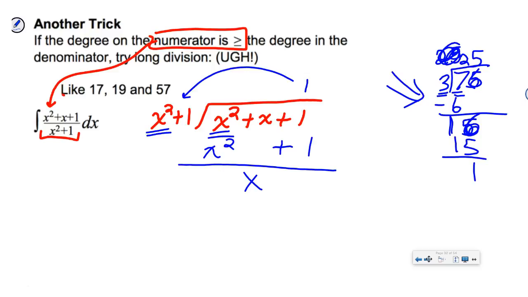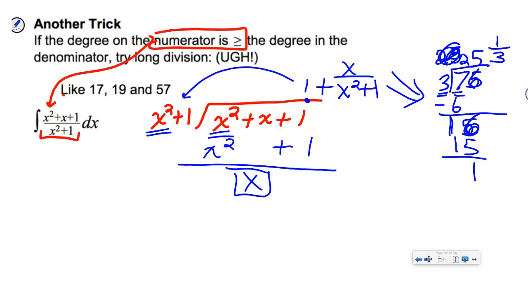I'm at the end of my dividend, and I've got something less. How did you write your answer back in elementary school? 25 and what? 1/3, which is really 25 plus 1/3, right? That's how we're going to write this. My remainder is x, and it is less in degree than x squared. So I'm done. Plus, I'm at the end of my divisor right here. So I'm going to say plus x over x squared plus 1.